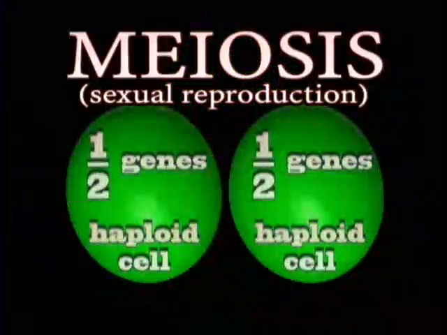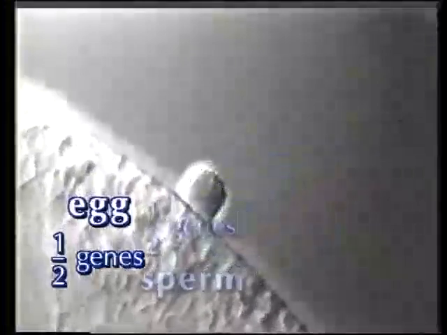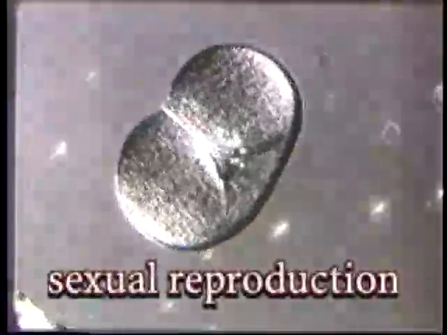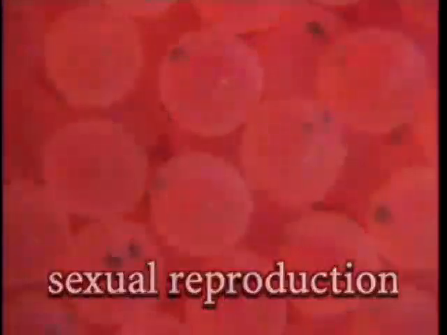Meiosis results in cells having only half of the required set of genes. During fertilization, a male haploid cell, or sperm, fuses with a female haploid cell, or egg, to produce a cell that has a complete set of genes. This is called sexual reproduction, and it occurs in nearly all multicellular organisms.